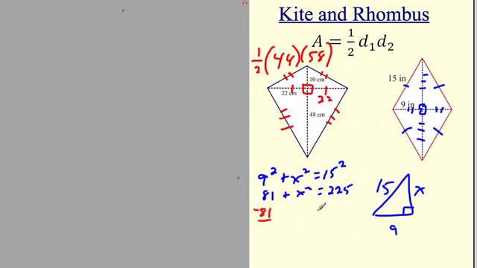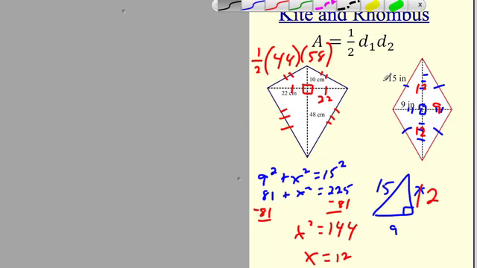Subtract 81 from both sides. X squared is going to equal 225 minus 81. Oh my goodness, I'm having a hard time thinking of that. 144. That took me a while. And then square root both sides, x equals 12. So all that work was just to find this, which is 12. If that's 12, this is 12. If that's 9, this is 9. Now I have my diagonals. So all that work just to find the diagonals, I love it.